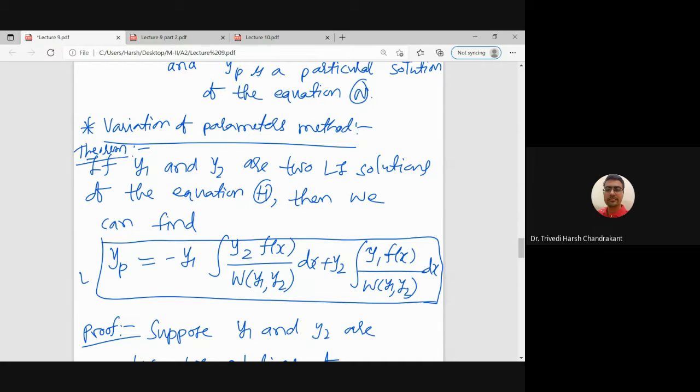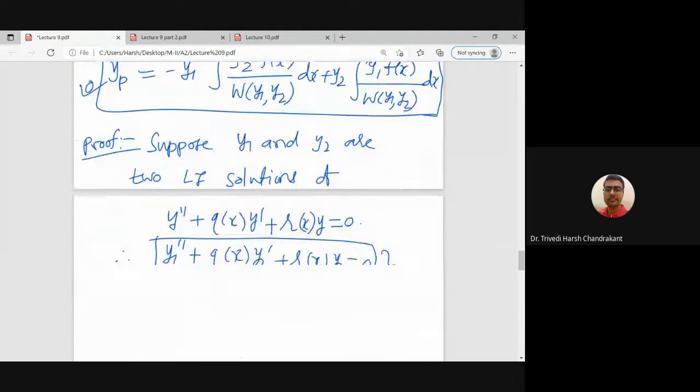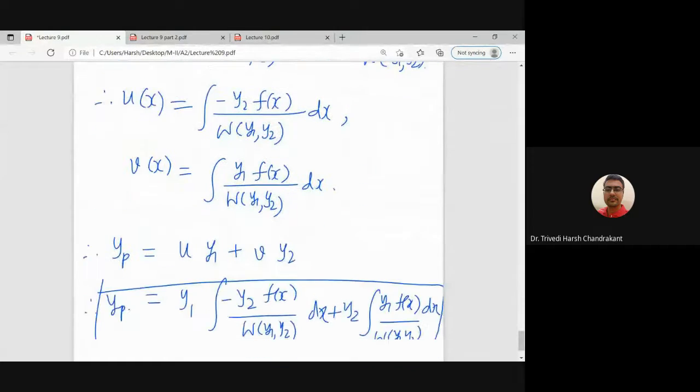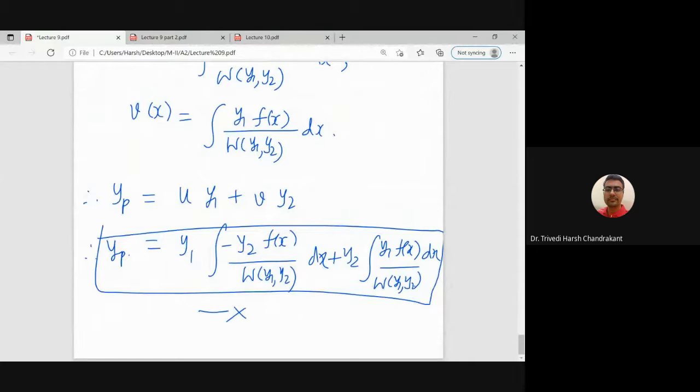And for that we discussed in the previous lecture this result, which says that if we have two solutions y1 and y2 of the corresponding homogeneous equation, then we can use those solutions y1 and y2 in finding the particular solution of the given non-homogeneous equation. So this is the formula of the particular solution. If in this yp we add the general solution of the homogeneous equation, we will get the general solution of the non-homogeneous equation.